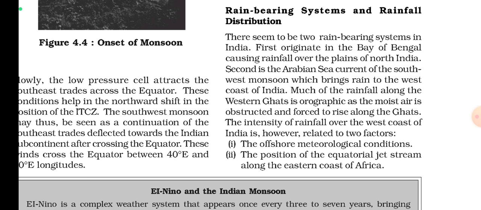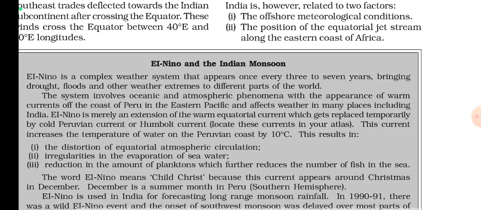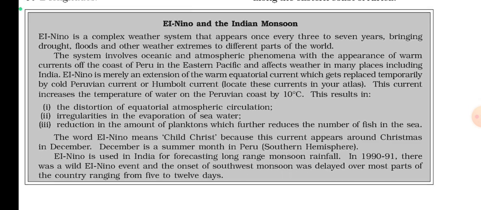The intensity of rainfall over the west coast of India is however related to two factors: the offshore meteorological conditions, and the position of the equatorial jet stream along the eastern coast of Africa.